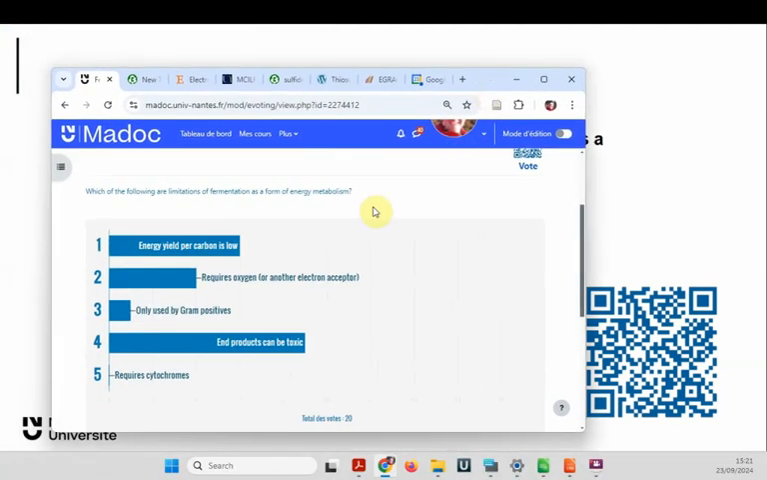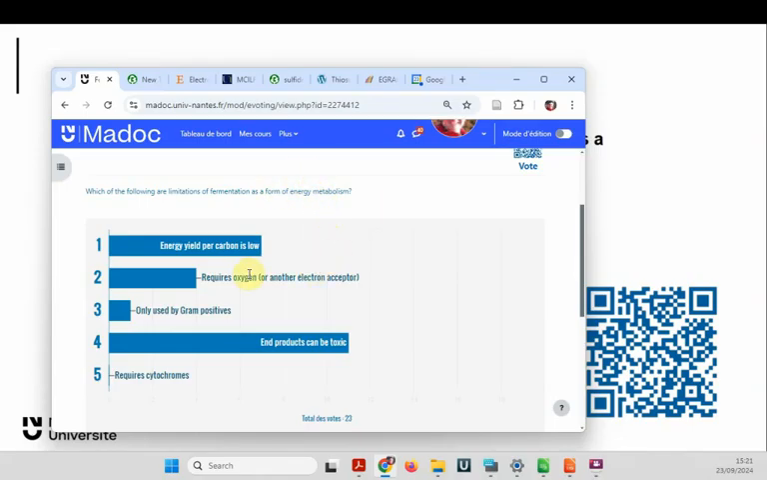Okay, so the top two answers are correct. One of the drawbacks is end products can be toxic. Acidic fermentation products will inhibit bacterial growth, even if there's still plenty more sugar around. The pH goes down too far, many bacteria cannot grow anymore.